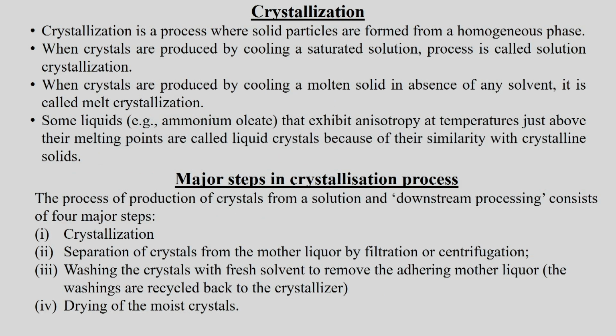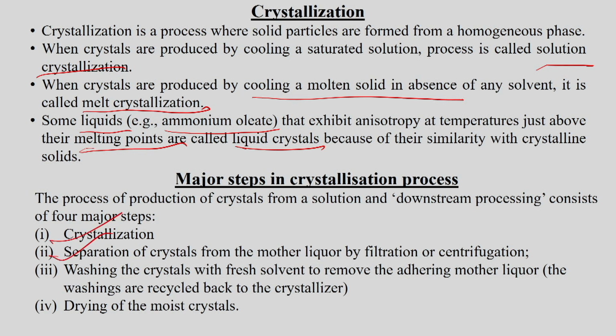And in the crystallization process, we have discussed that when crystals are produced by cooling a saturated solution, the process is called solution crystallization. When crystals are produced by cooling a molten solid in the absence of any solvent, it is called melt crystallization. Some liquids like ammonium oleate exhibit anisotropy at temperatures just above their melting points, and are called liquid crystals or LC. Okay.